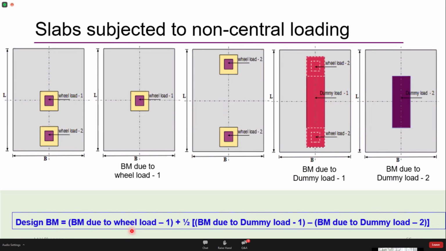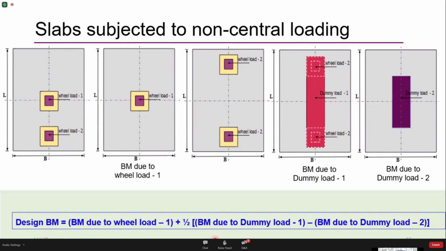So for the design bending moment, I can write an expression: bending moment due to this load, yes, I want this because this load is present here, plus half of bending moment due to dummy load 1 minus bending moment due to dummy load 2. By doing this, I am subtracting this portion and ending up with this configuration. So this is how we go about using Pigeaud's method for solving for deck slabs which are subjected to loads which are not acting at the center.